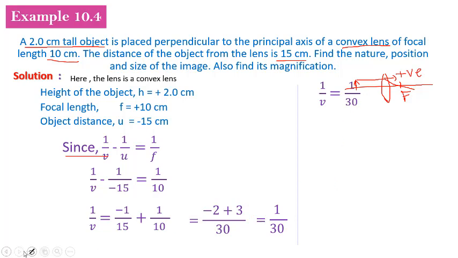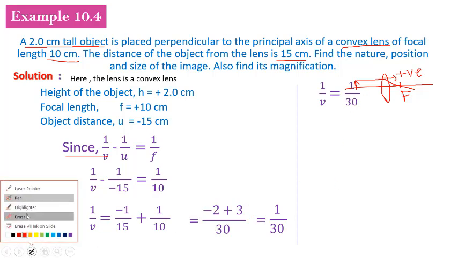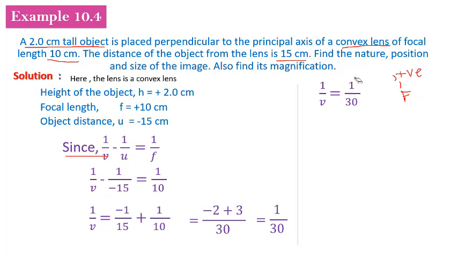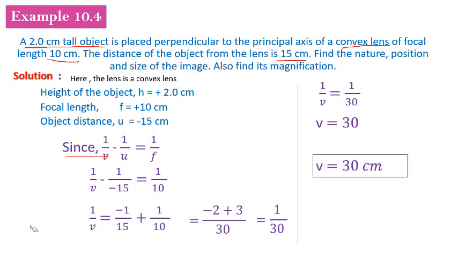v equals 1 by 30, so we have v equals 30. That means v equals 30 centimeter. If everything is given in centimeters, your answer will be in centimeter. Do not forget to write this, or else marks will be deducted. The image is formed at a distance of 30 centimeter on the other side of the lens.